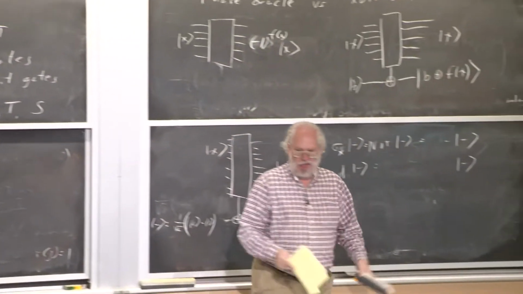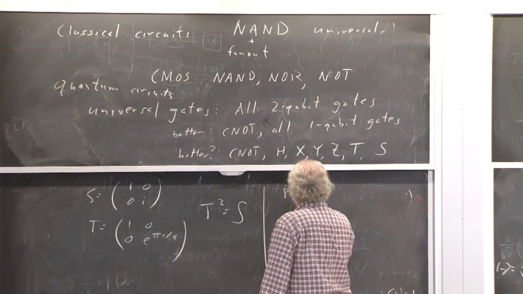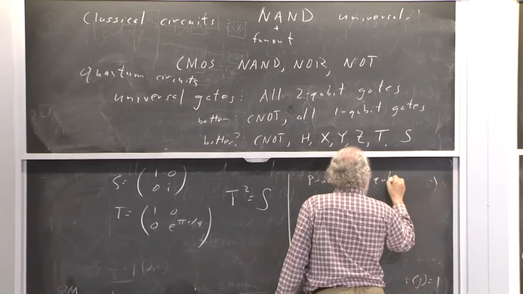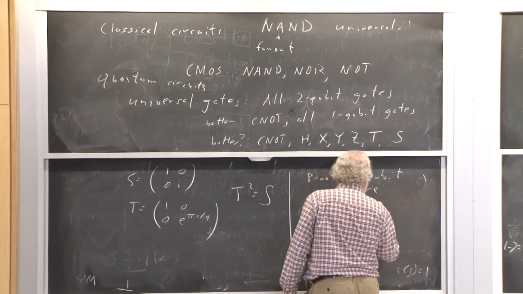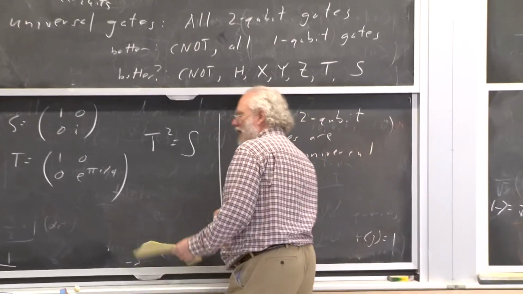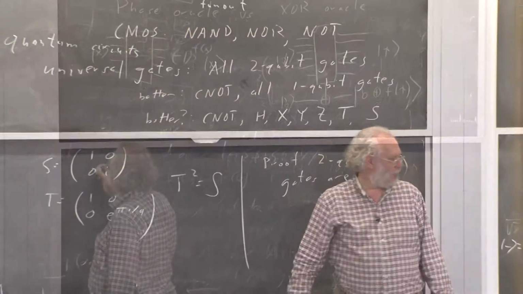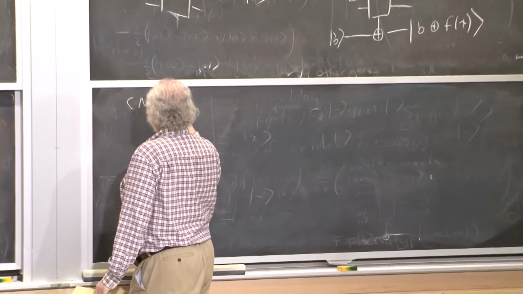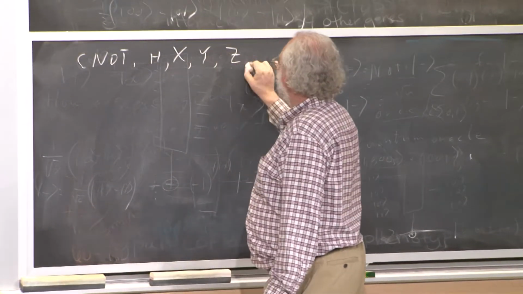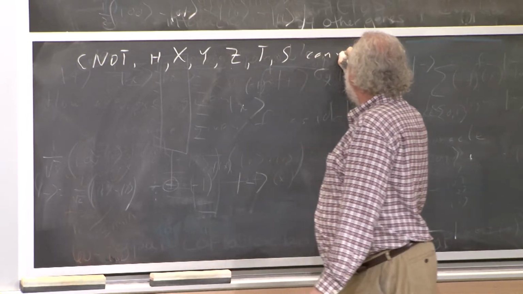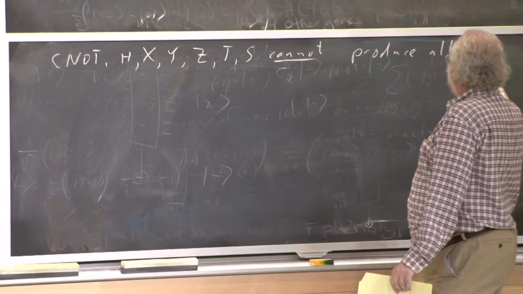So I want to give a proof that 2-qubit gates are universal. And actually, I should put a caveat to this statement. C0, H, X, Y, Z, T, S cannot produce all gates.